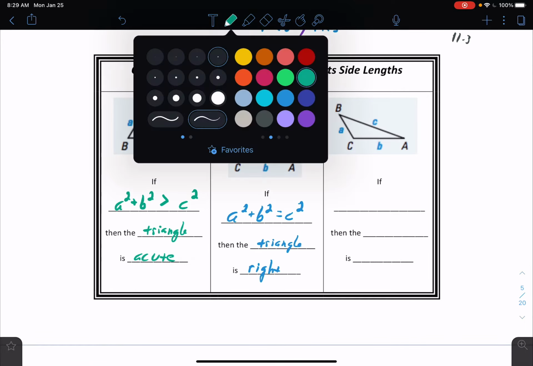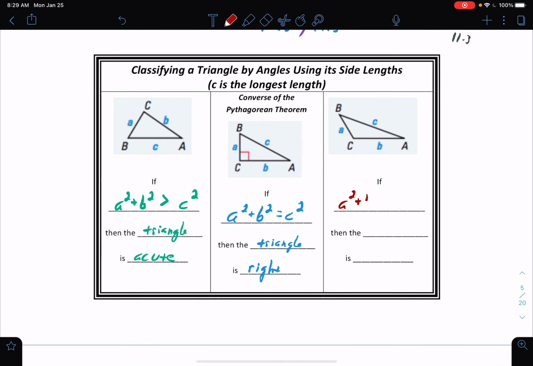And then on the far right, if a squared plus b squared is less than c squared, if the big side dominates, then the triangle is obtuse. Because the angle opposite the big side, since the big side dominates, is going to be obtuse. Therefore, the whole triangle is obtuse. This is how you classify using the side lengths: you use the a squared plus b squared and c squared relationship.